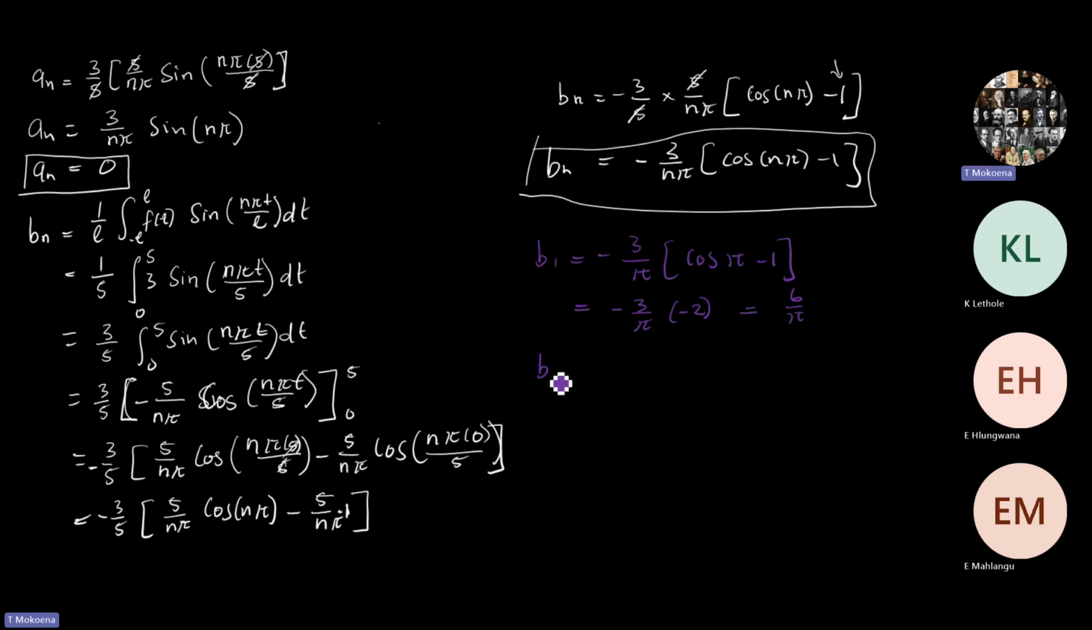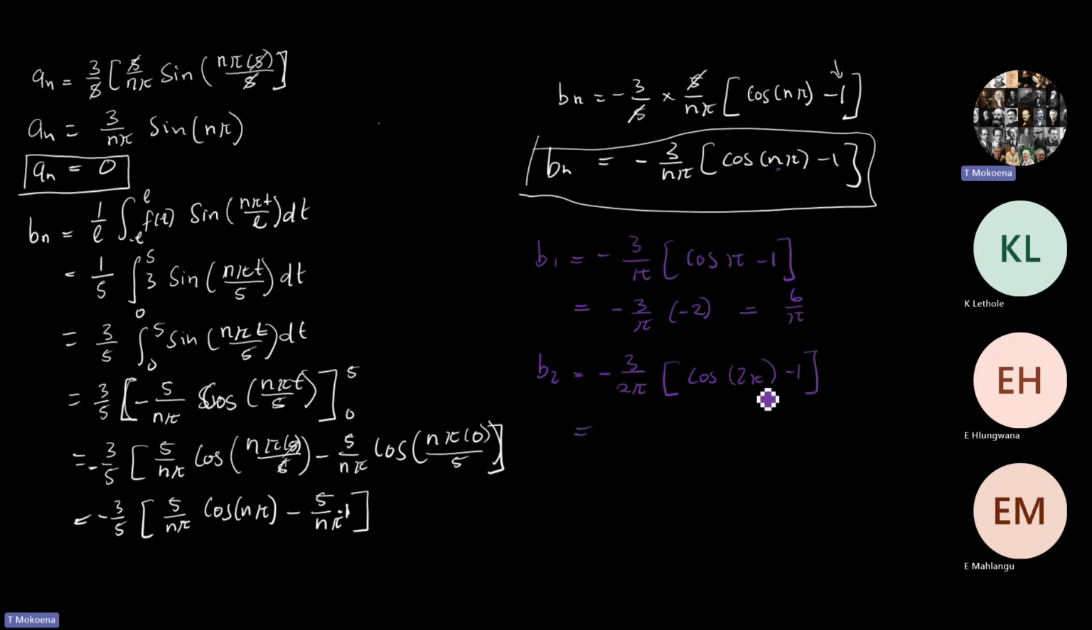Therefore, let's determine b sub 2. Again, we substitute 2 there. So we're gonna have -3 over 2 pi, cos of 2 pi. Now, where we see n, we substitute 2. We have 2 pi there, close the bracket, -1, and dα.